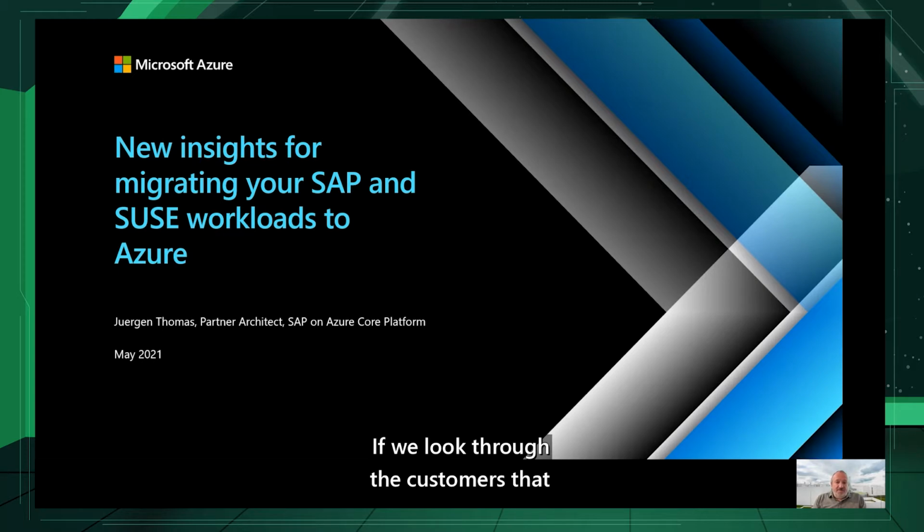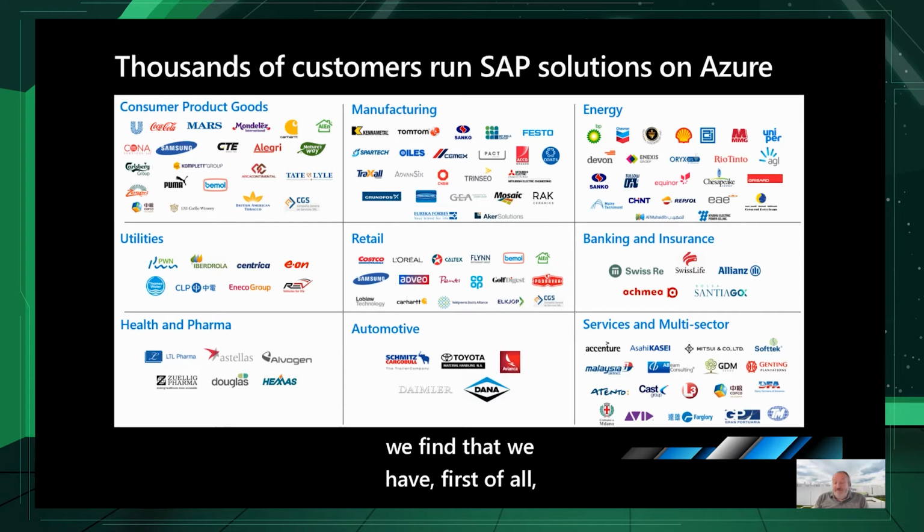If we look through the customers that we have running SAP on Azure, we find first of all many customers that are running whole SAP landscapes, or parts of the SAP landscapes in Azure, starting very small in terms of footprint, and then becoming larger and larger with deploying more and more SAP systems in Azure until they are finally finished with their whole SAP landscapes. Or using Azure in the first instance as a DR data center, a virtual data center used for disaster recovery, and later on moving their production real estate into Azure as well.